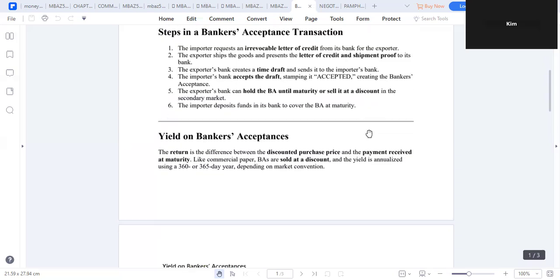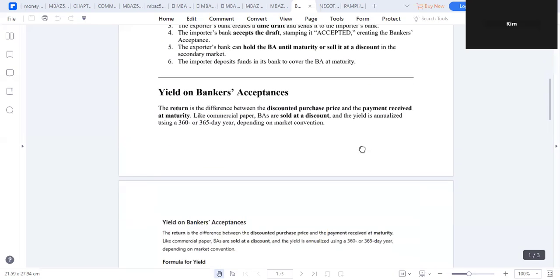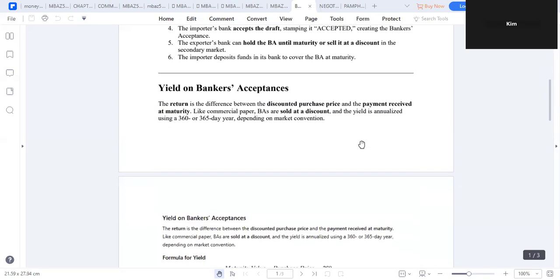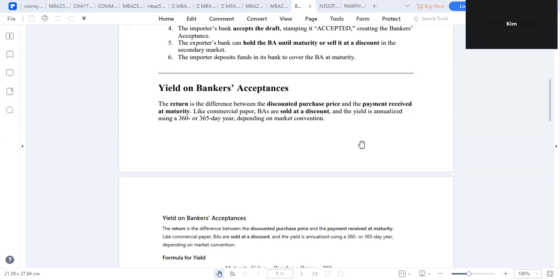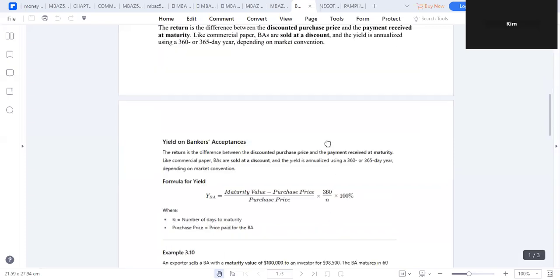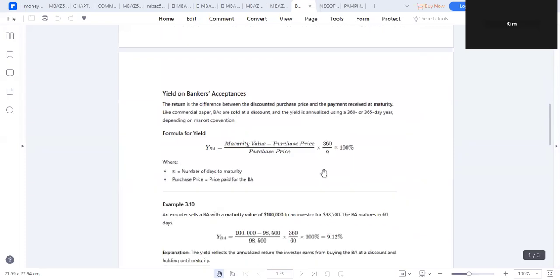So the yields on bankers' acceptances. The return is simply the difference between the discounted purchase price and the payment received at maturity. Like commercial paper, bankers' acceptances are sold at a discount. The yield is annualized using a 360 or 365-day period, depending on the market convention. So we're going to look at some computations.